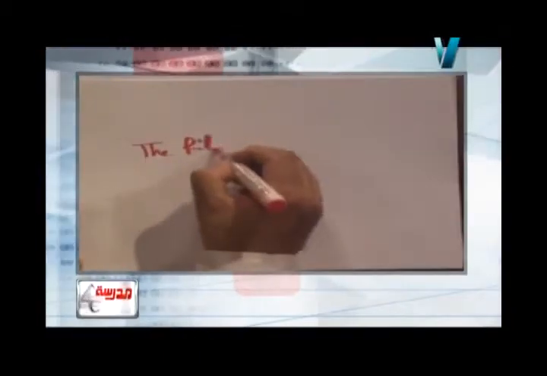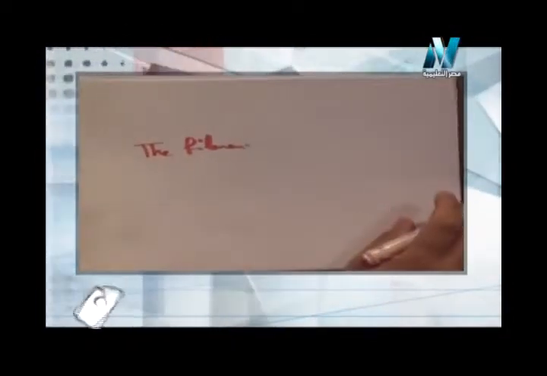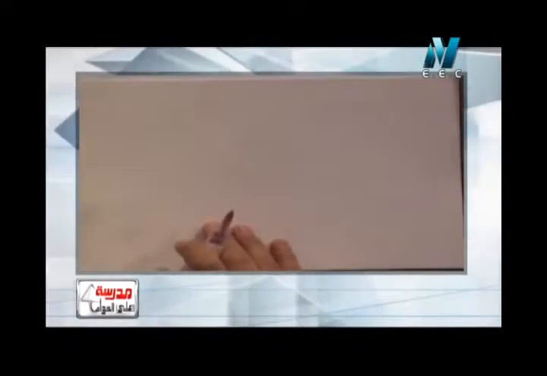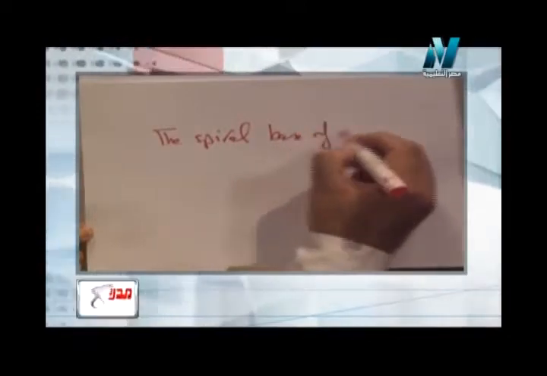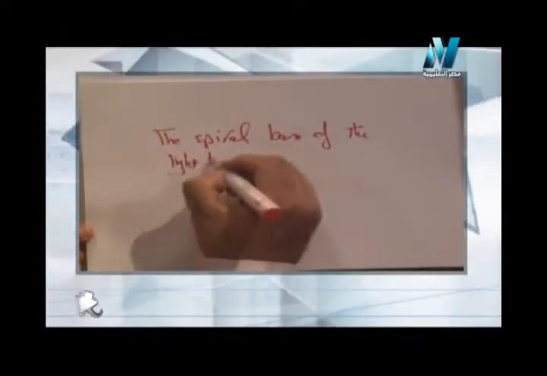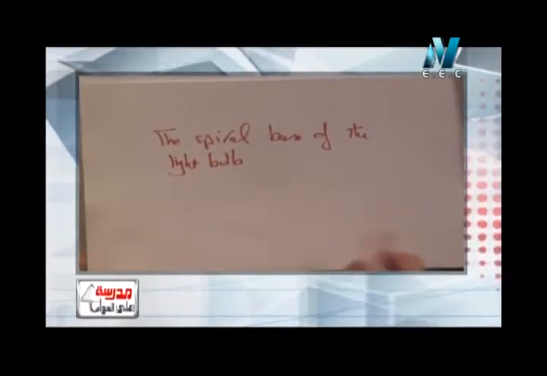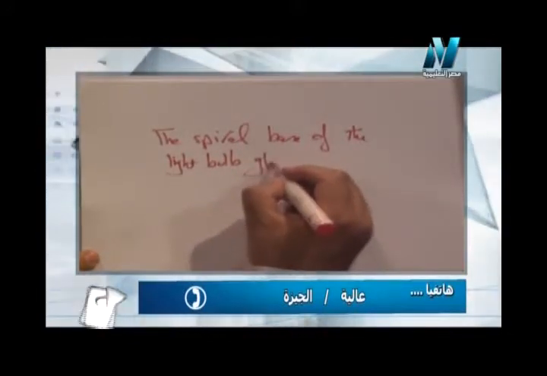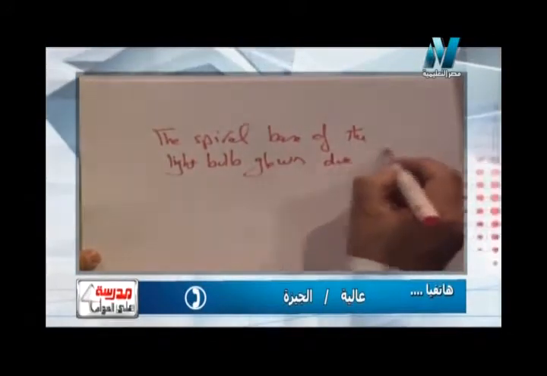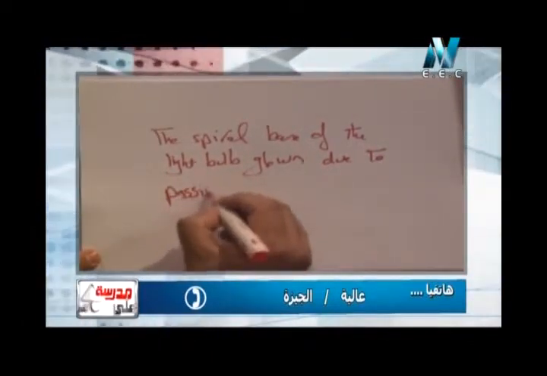The spiral base of the light bulb glows. Again, Alia, please, quietly. I can't hear you. The spiral base of the light bulb glows due to? The filament of the light bulb? No, the spiral base. Okay, Alia, the spiral base of the light bulb glows due to what? Passing the electric current through it. Passing the electric current.